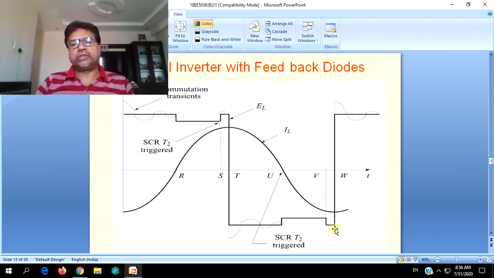SCR T1 will be turned off. Now the load voltage becomes reverse, or it becomes positive, as T1 will be conducting. The current through the SCR and load, or the load current, will be decreasing negatively. This is how it happens.